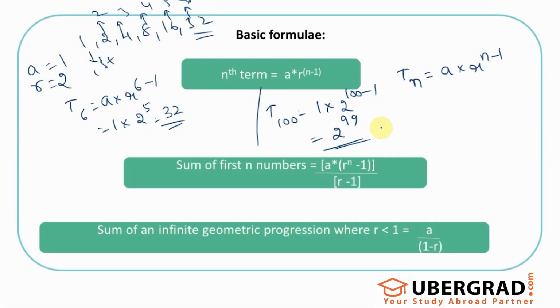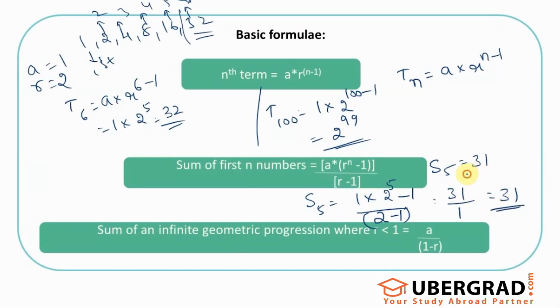Similar to the arithmetic progression, we also have a formula to find out the sum of first n numbers of a geometric progression. So if I am trying to find the first 5 numbers, 1 plus 2 is 3, plus 4 is 7, plus 8 is 15, plus 16 is 31, the sum of first 5 terms for the given series. So if I use this formula, it will be calculated as 1 into 2 power 5 minus 1 by 2 minus 1. So 2 power 5 is 32, minus 1 is 31, into 1 is 31, by 2 minus 1 is 1. So that's why the answer is 31, which is what we got.